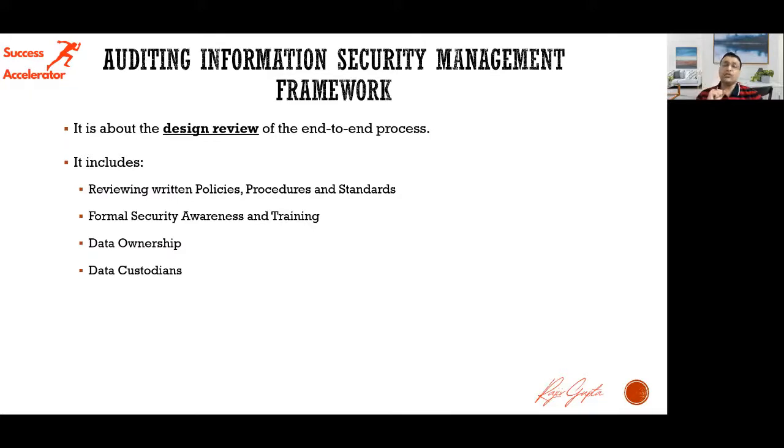Next is data custodian, guys. This is where many times people get confused about who is the data owner and who is the data custodian. So please remember, the data custodian is generally the IT operations team. And why custodian? Because based on the approval given by data owners, data custodians provide access to the users.